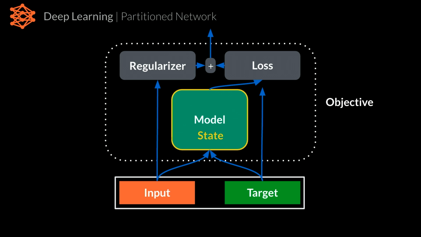So a partition network, which is the more familiar way, looks like this. You have your input and targets coming in. These are the inputs and targets that come from your data set. The inputs go into the regularizer. The input also goes into the model. They give you a prediction. That goes into the loss together with the target. And the regularizer and the loss get added up together.